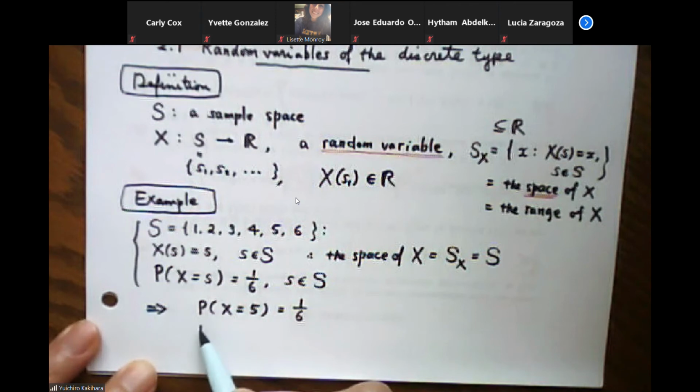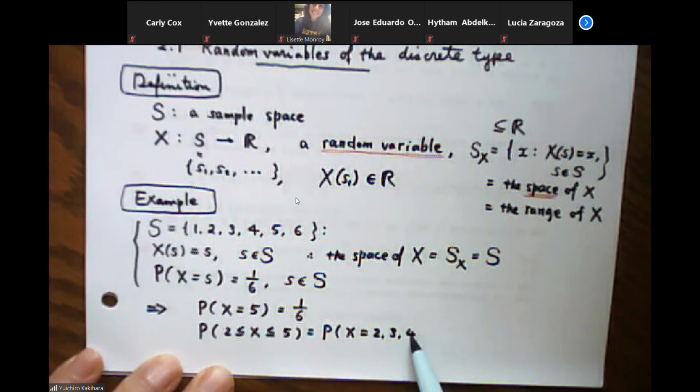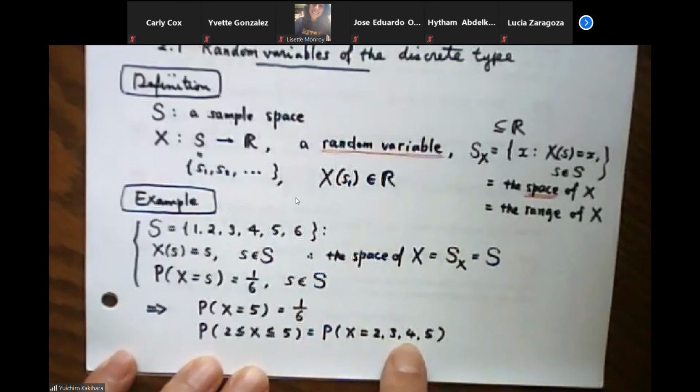Next one. What is the probability that X is between 2 and 5 inclusive? This is the same as saying X takes the values 2, 3, 4, or 5. Now that's 4 numbers, and each one has probability 1/6, so we can add them: 1/6 plus 1/6 plus 1/6 plus 1/6 is 4/6. Of course, you can simplify this as 2/3, which is 0.66666.